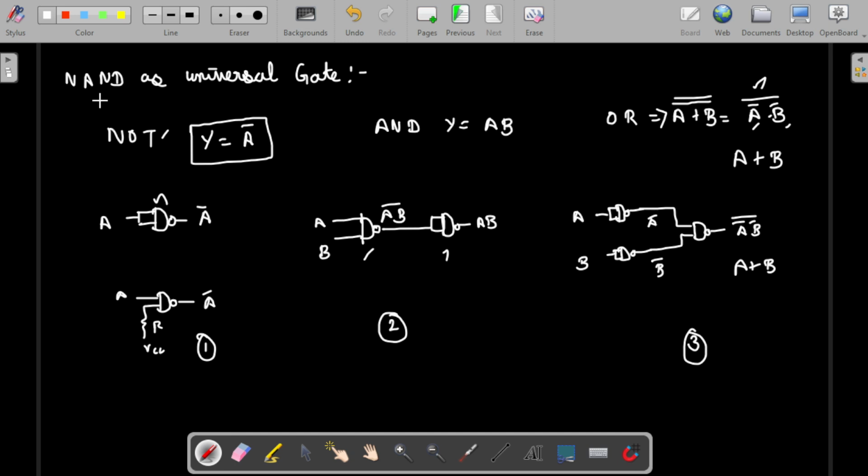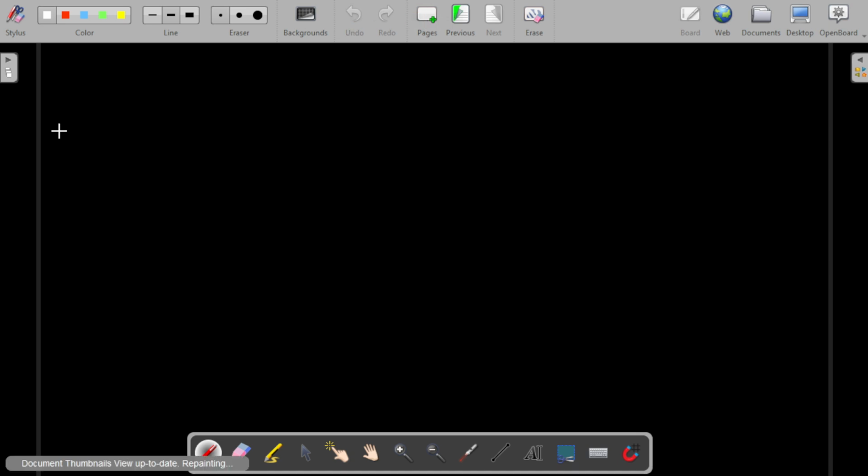So here you see, with the help of NAND gate, we were able to implement the NOT gate, we were able to get the AND gate, we were able to implement the OR gate. So this is why we call them a universal logic gate. So in the second scenario, let's take the OR gate as universal.